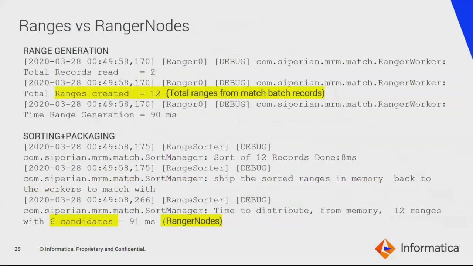And so in the log again, we've got range generation and sorting and packaging, just to illustrate how it looks in the log. Our Ranger workers generate ranges, and our sorting is done by the range sorter. Within the range sorter, there's this class called the sort manager that does the creation of our units of work called RangerNodes.